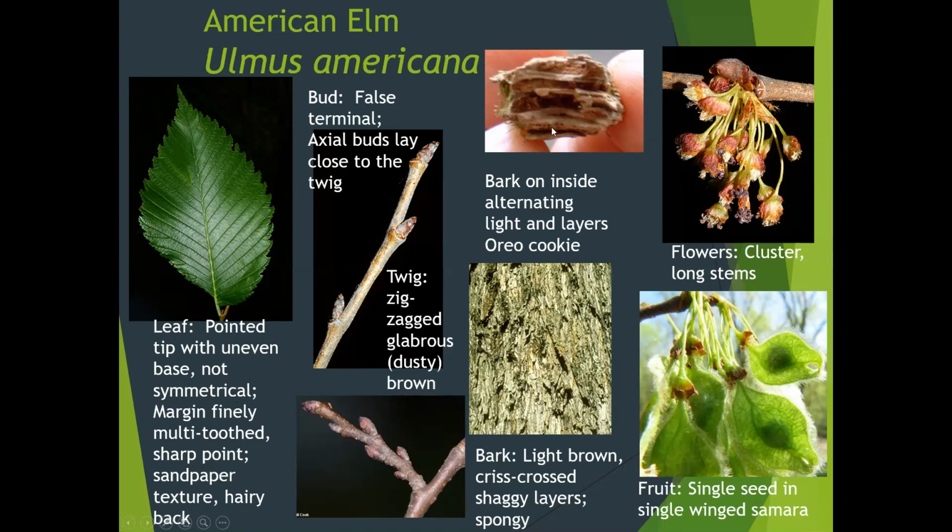It looks almost like an Oreo cookie or an ice cream sandwich. So it's alternating layers of dark and light, and it's pretty cool. And it's definite. If you have some doubt, you can just take off a little piece, and once you see that pattern, you know that you have an American elm. So it has a false terminal bud. It's pretty small, and the twigs are pretty fine and delicate, and they have that glabrous, dusty brown color.